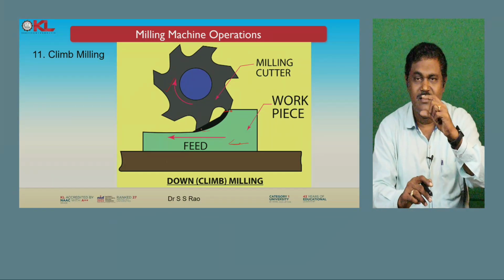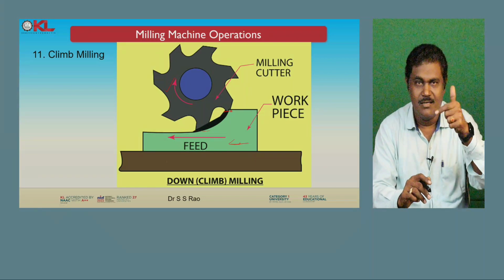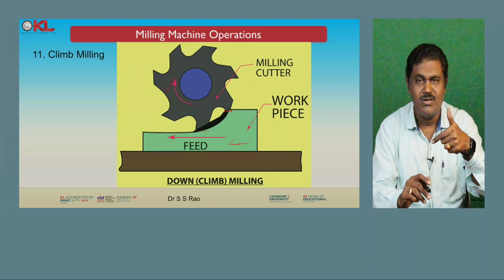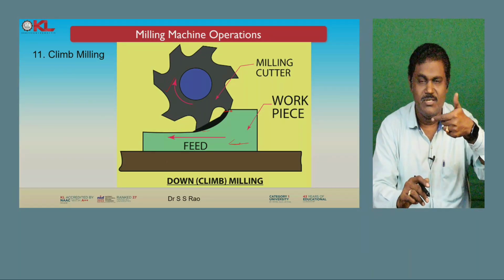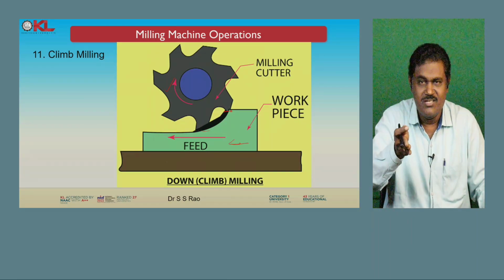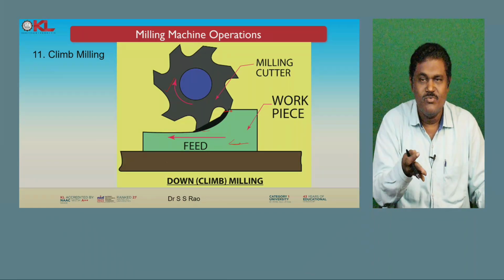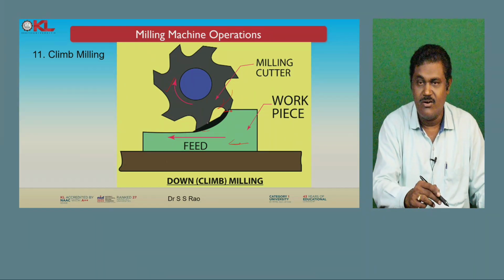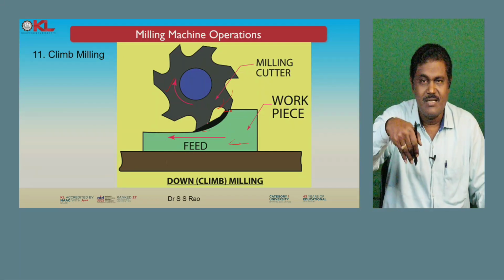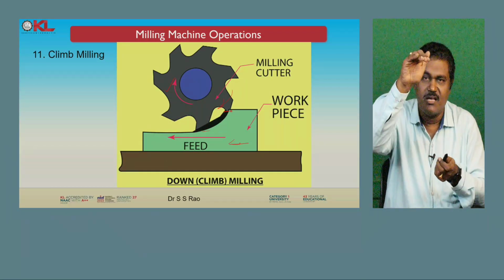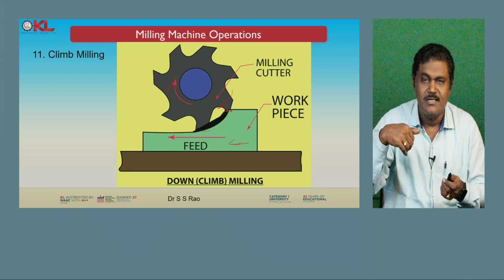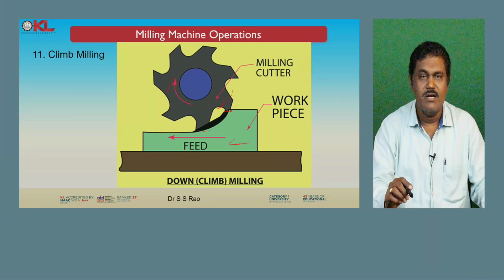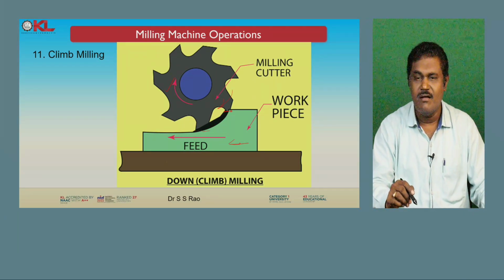At the starting, the tool will start at the maximum thickness of the material it wants to remove. At the end, it's coming to zero thickness. Gradually reducing this thickness, the material is removed in this direction. The tool cutter will move in this downward direction, and the metal is removed. Like this, the workpiece will come and remove the material. So that is the operation, you can call it climb milling or down milling.